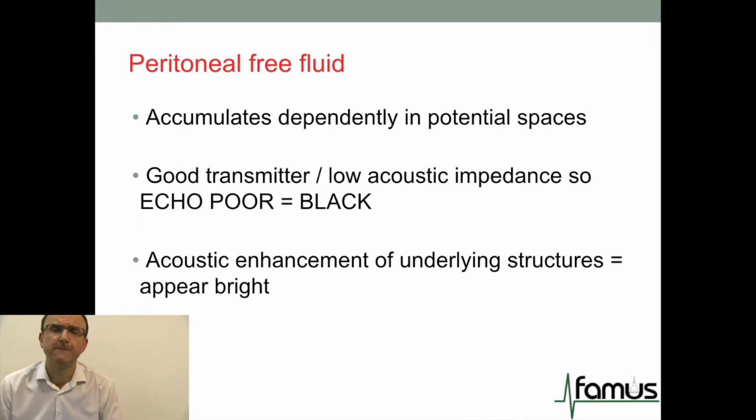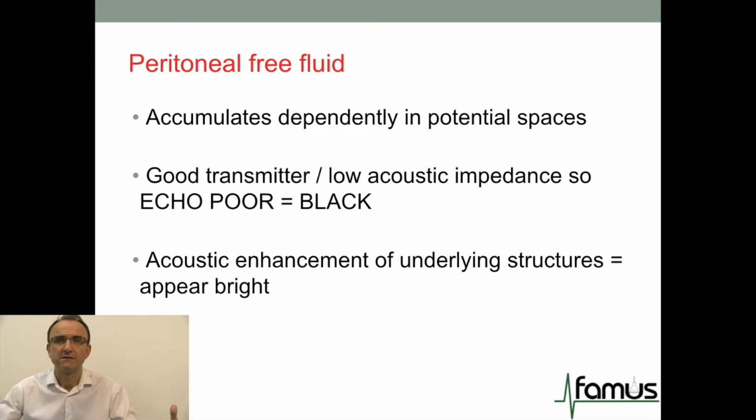The peritoneal fluid is anechoic, so it appears as black under ultrasound beams. It allows the complete transmission of the ultrasound beam because there is no impedance reflecting the ultrasound beams. It tends to accumulate in the most dependent position inside the peritoneal cavity.